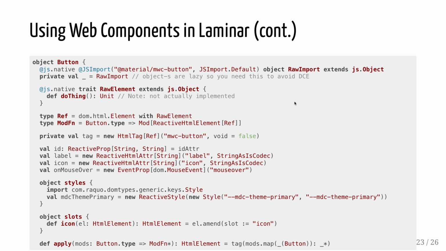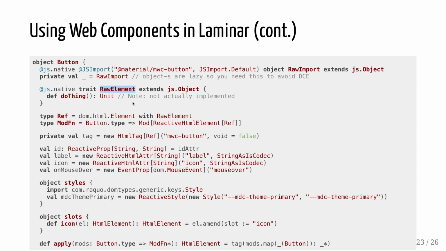Here's the implementation of this interface to the Material UI button component. It is pretty straightforward. Let's just go through it top to bottom. First, we need to import the JavaScript dependency and actually evaluate it so that it's not dead code eliminated. This will register a custom element on the DOM called the MWC-button, and we will make use of it in Laminar. Raw element is just the type that your component exposes for the element itself.